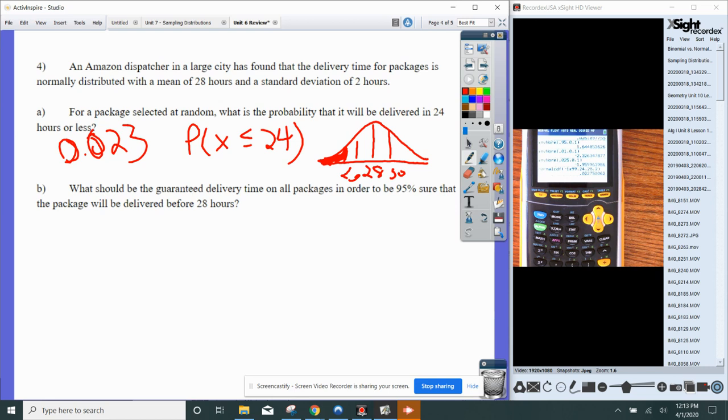All right, in any case, what should be the guaranteed delivery time on all packages in order to be 95% sure that the package will be delivered before 28 hours? So again, what we're looking for, normal curve, 28. We're looking for... maybe I worded this one wrong. I think I worded this one wrong. So let's skip letter B. That's not what I wanted to write. My mistake. Sorry about that.